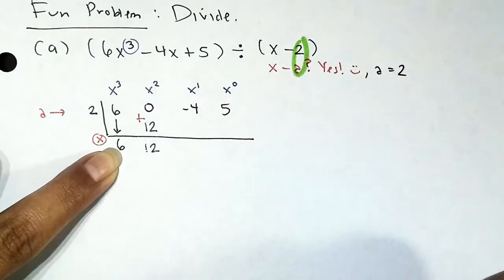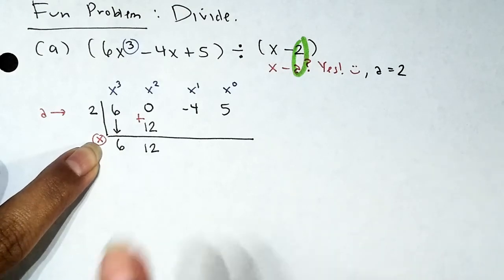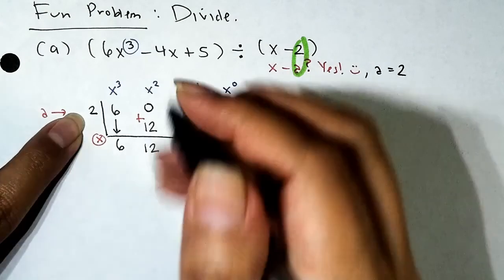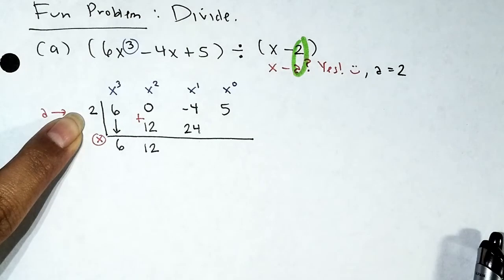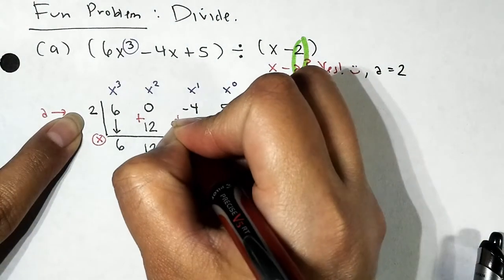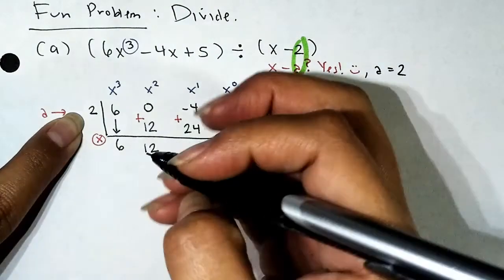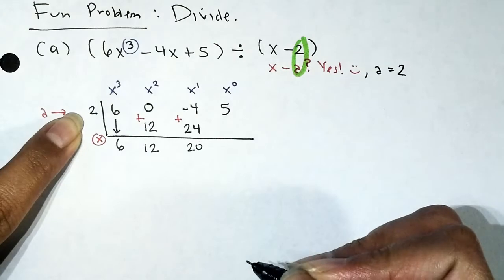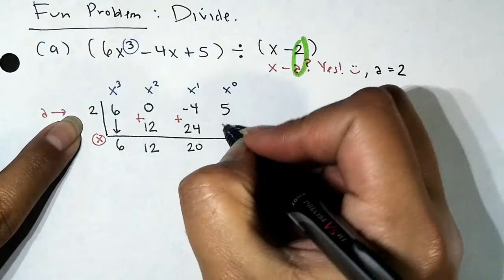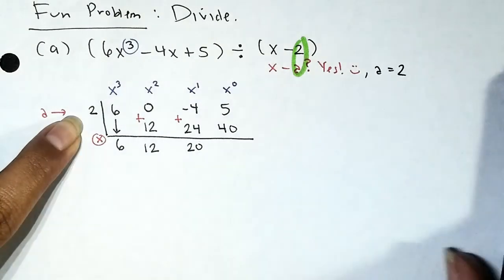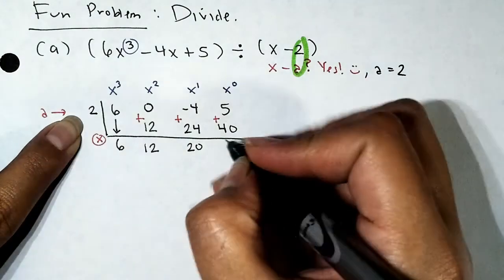And what do we do next? Same thing, multiply. Let's keep our cool. Product of 12 and 2 is 24. And what do we do thereafter? Repeat. Oh, I love stuff that keeps repeating. Sum of -4 and 24 is 20. And what do we do thereafter? Again, repeat, multiply. 20 times 2 will give us 40. And then we add the results. Sum of 5 and 40 will give us 45.